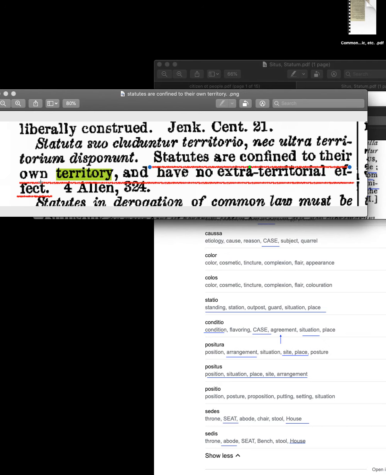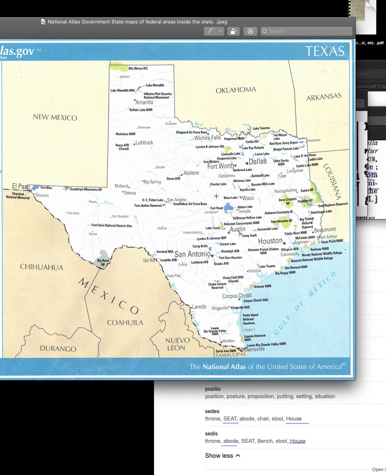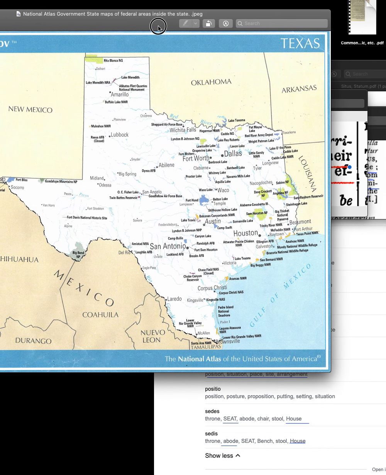Statutes are confined to their own territory and have no extraterritorial effect. So because the federal statute didn't apply off the federal lands, they're arguing that the federal government had no jurisdiction over this case or this property.